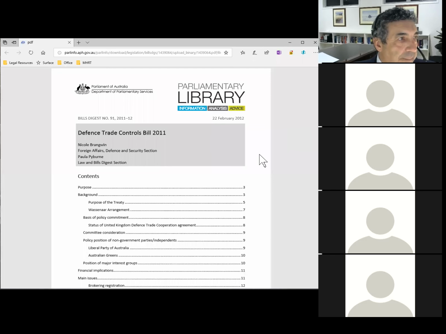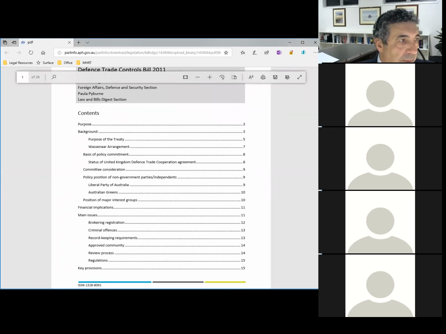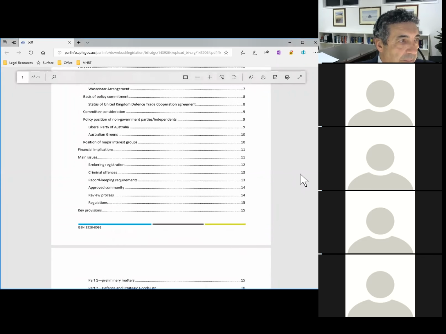So you'll see there the Parliamentary Library, which is part of the Parliament of Australia, Bills Digest, in this case, number 91, Defence Trade Controls Bill. I think that was the one, Greg, that you identified. And you'll see information that goes to the background, the purpose, dealing with international treaties, committee consideration, financial implications. You don't need to worry about that.